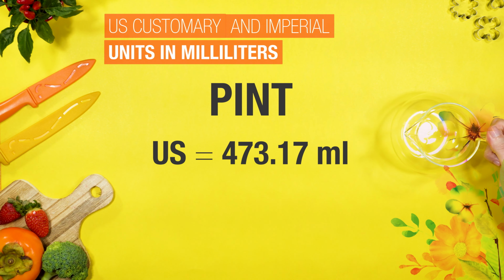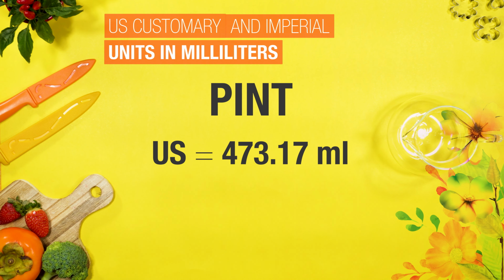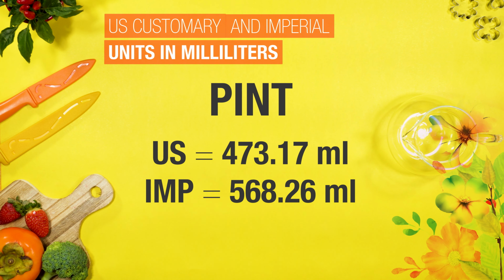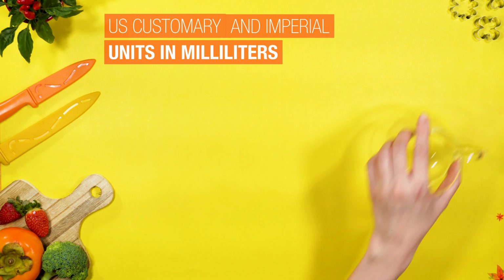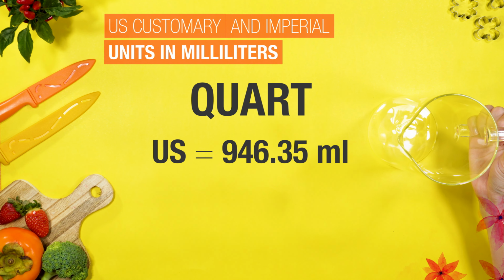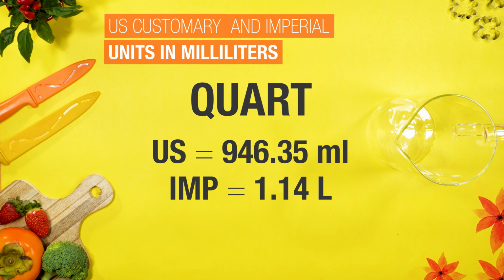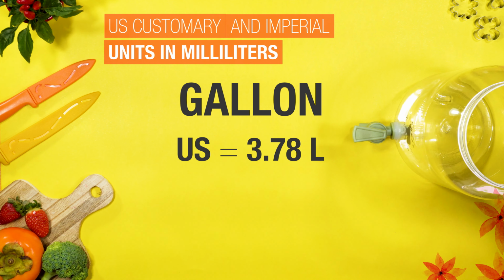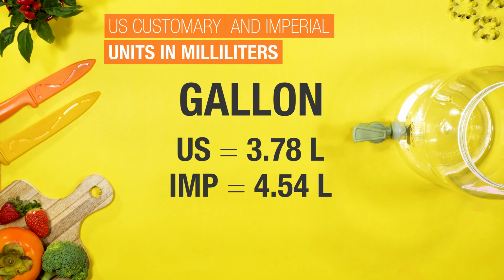1 US pint equals 473.17 milliliters. 1 imperial pint equals 568.26 milliliters. 1 US quart equals 946.35 milliliters. 1 imperial quart equals 1.14 liters. 1 US gallon equals 3.78 liters. 1 imperial gallon equals 4.54 liters.